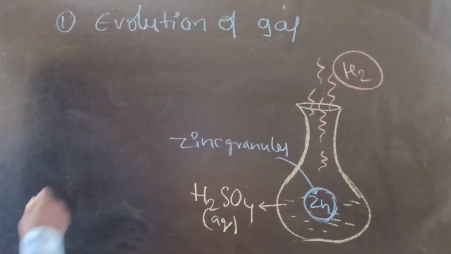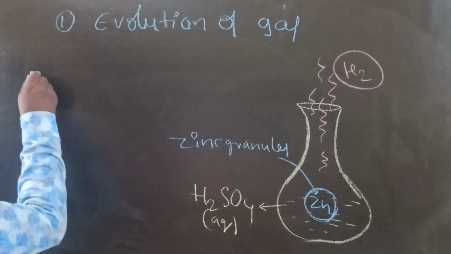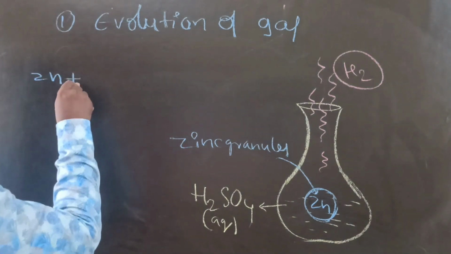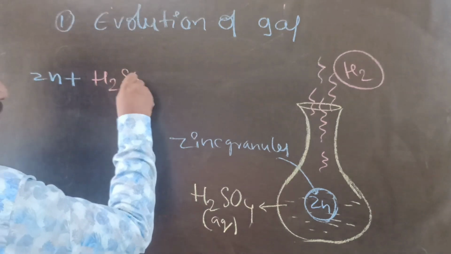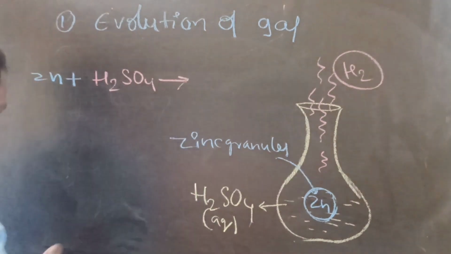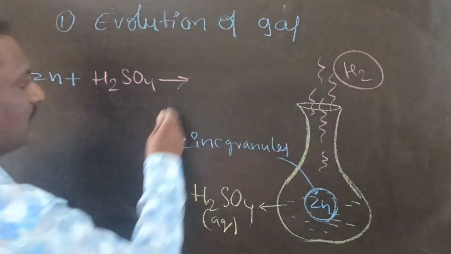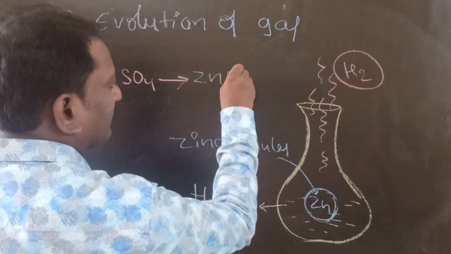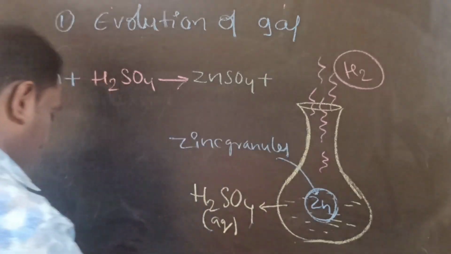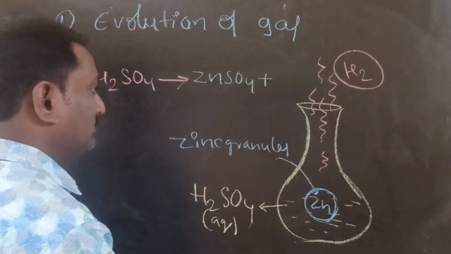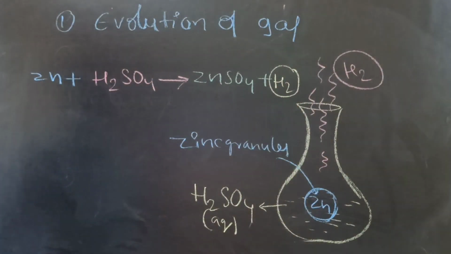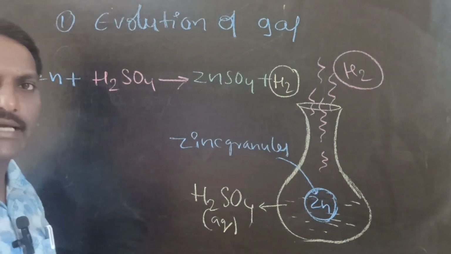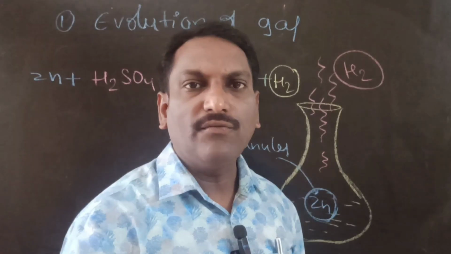Right. So zinc reacts with sulfuric acid. You will get zinc sulfate along with hydrogen gas. So the reaction between zinc and sulfuric acid is characterized by evolution of gas.